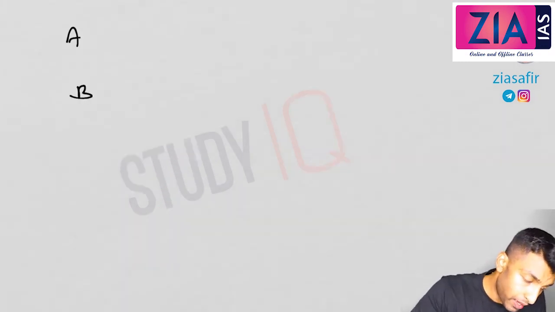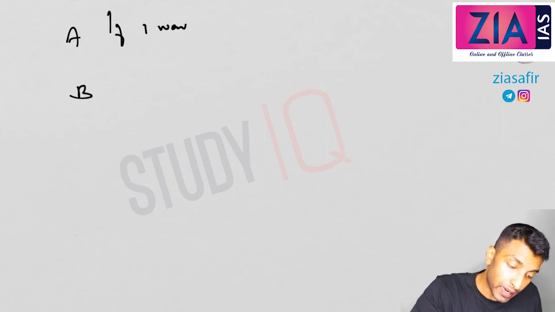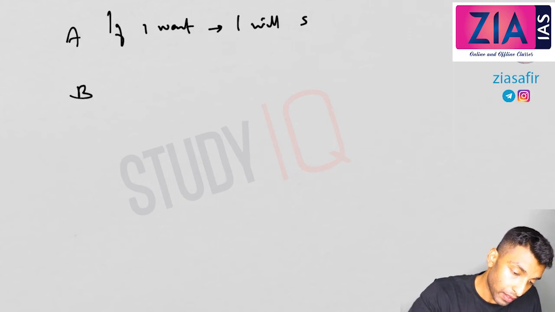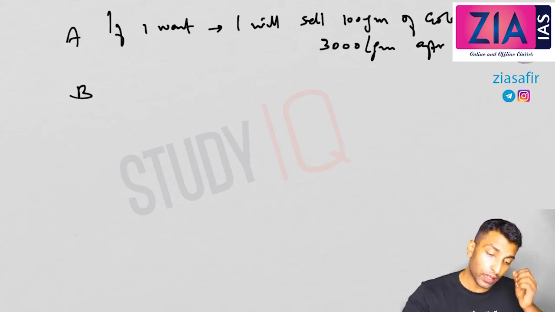Okay, I'll give you one more example. A and B. So A will say, if I want, I am getting the right, I am getting the option. If I want, I will sell 100 grams of gold at, let's say, 3,000 per gram after 1 month. I'll tell you the duration.